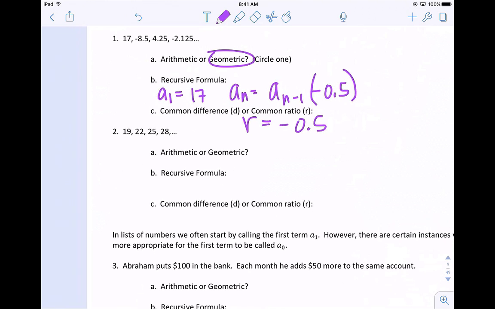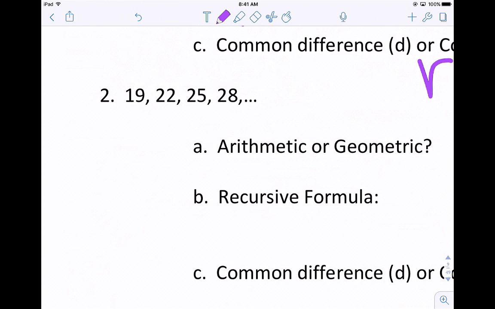All right, let's try the next one. Again, you could start dividing 28 divided by 25, 25 divided by 22, and see if we get the same thing for geometric, but here it is arithmetic. And I know that because if I subtract 28 minus 25, I get 3. 25 minus 22, I get 3. So this is arithmetic.